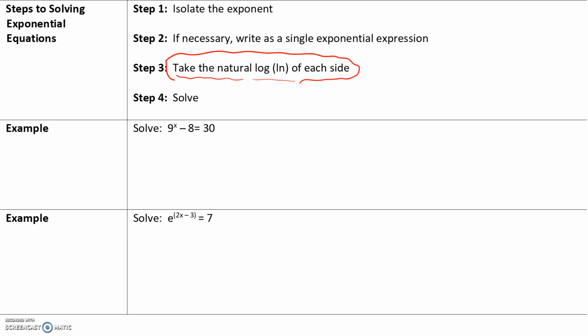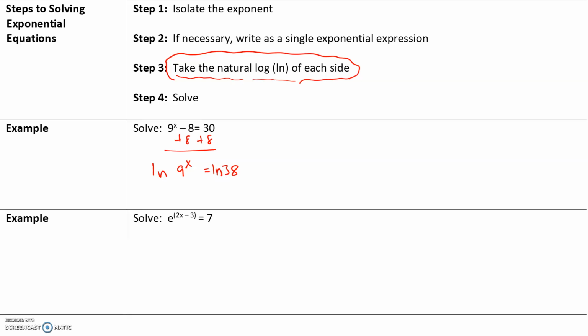Step 1, isolate the exponent, which means we are going to add 8 to both sides. So we have 9 to the x equals 38. Step 2, if necessary, write as a single exponential expression. We don't have to do that step because we already have a single exponential expression. Step 3, take the natural log of each side. So we take the natural log of the left side and the natural log of the right side.